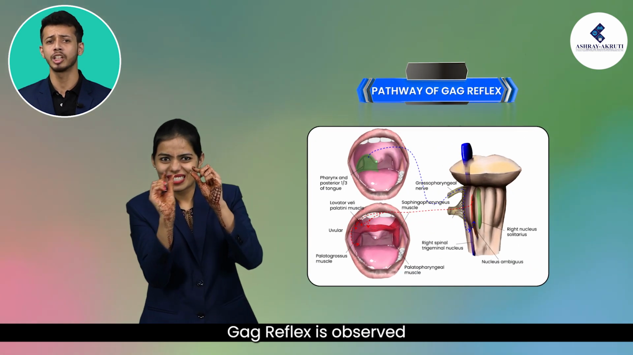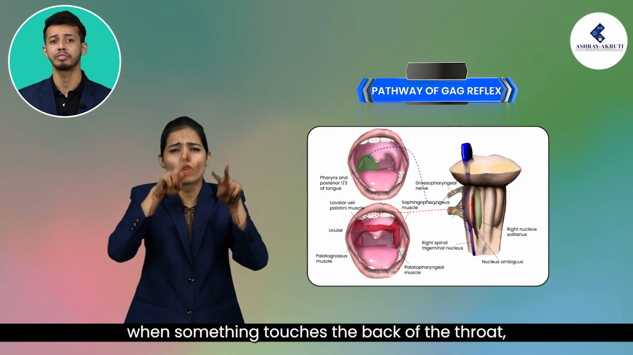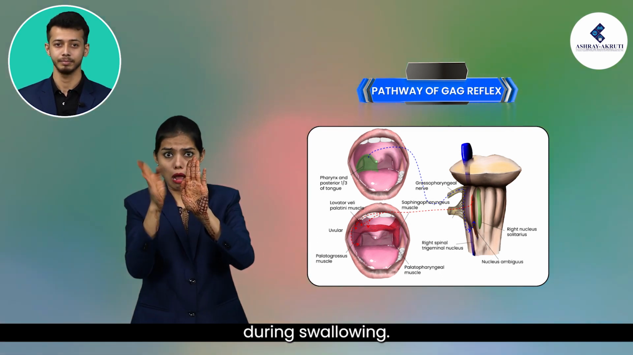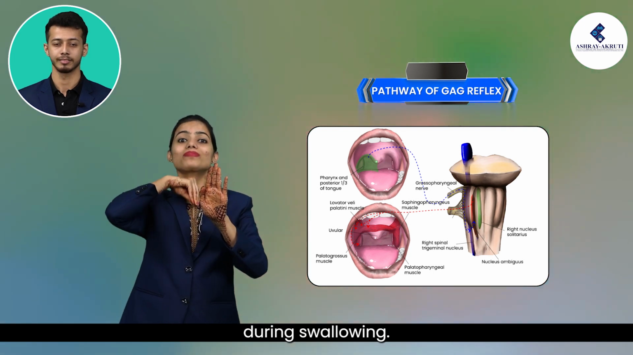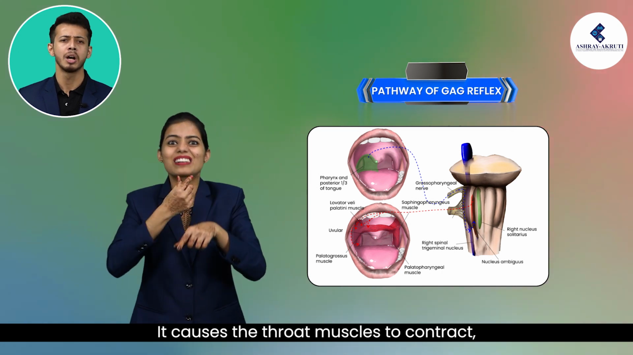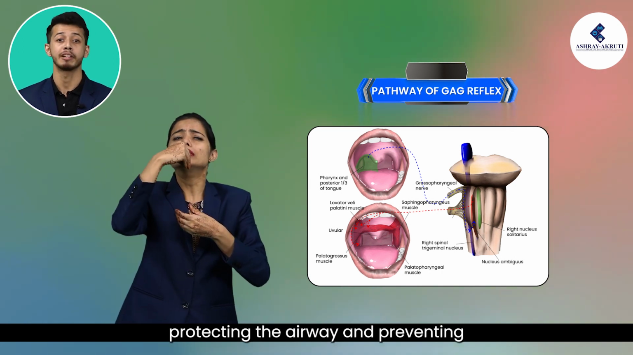Gag reflex is observed when something touches the back of the throat during swallowing. It causes the throat muscles to contract, protecting the airway and preventing choking.